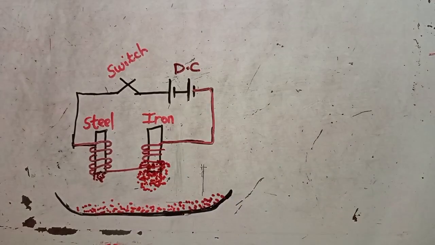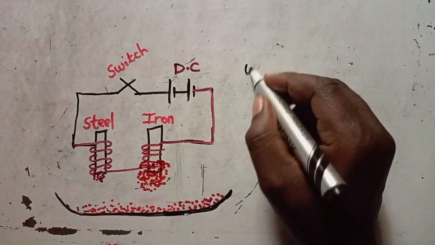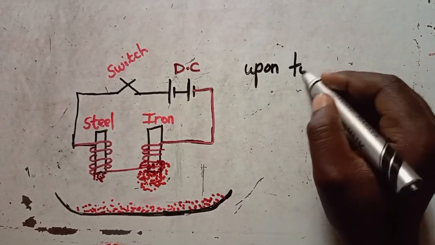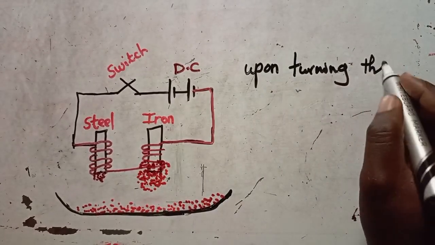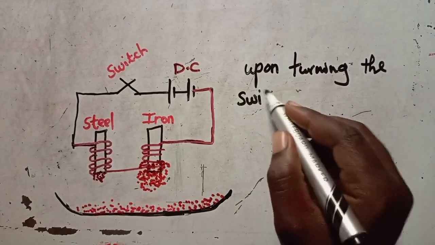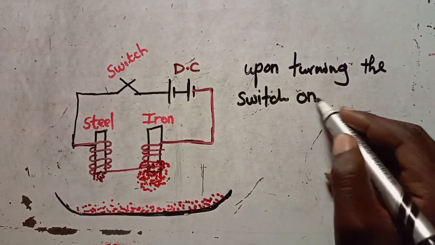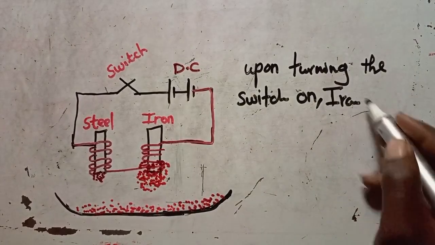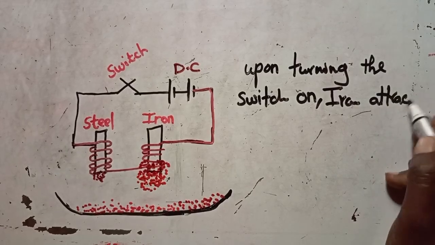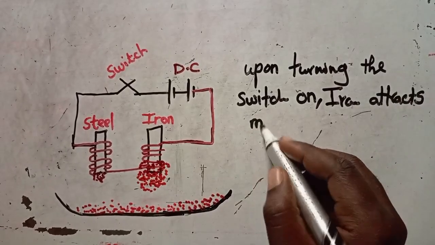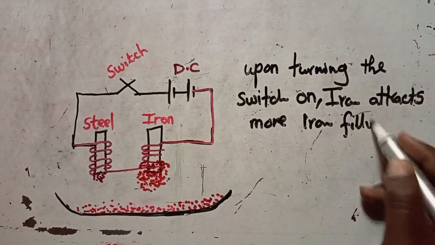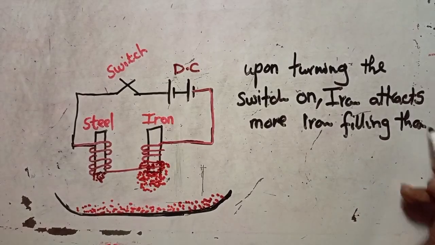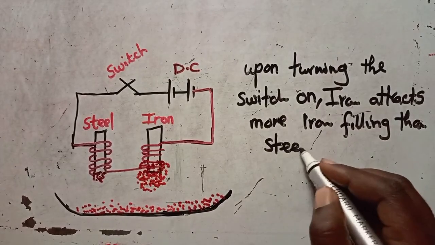You are going to make certain observations. Upon turning the switch on, you observe that iron attracts more iron filings than steel. This is what you are going to observe.